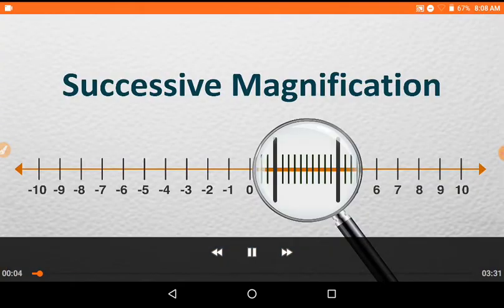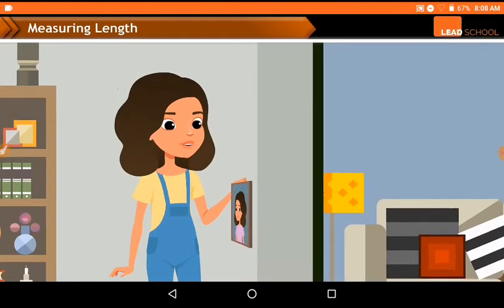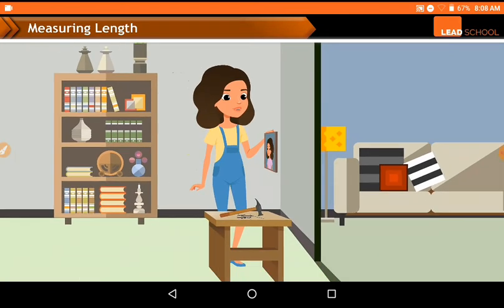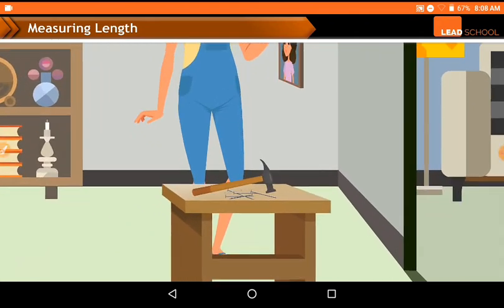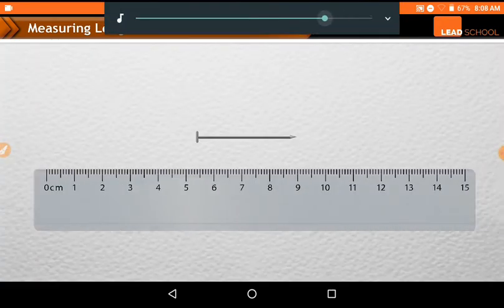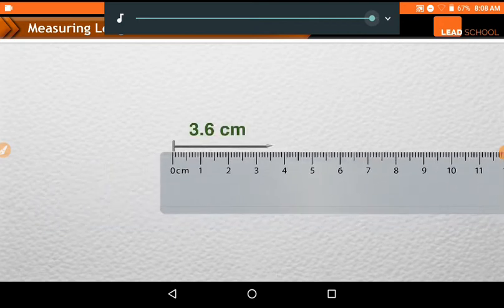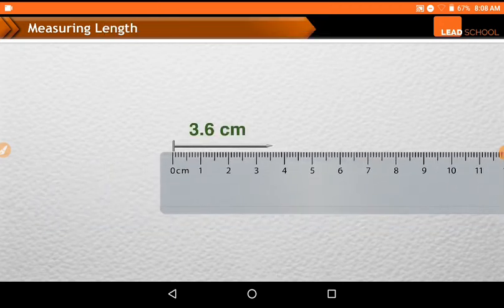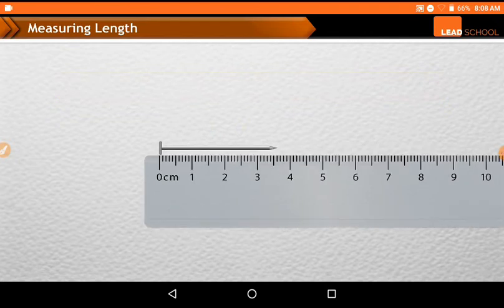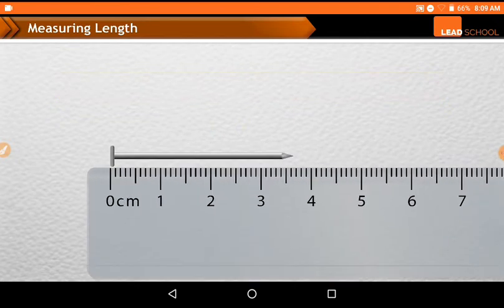Successive magnification. Rani wants to hang a picture on the wall. To ensure that she doesn't damage the wall, she measures the exact length of the nail. She uses a ruler to measure it. The length is 3.6 centimeters. What if the actual length of the nail is 3.65 centimeters? That's a little difficult, but it would be somewhere between 3.6 and 3.7.